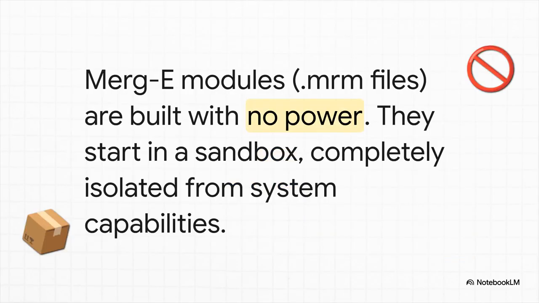This whole philosophy extends to entire files. A Merg-E module, which is just a file that ends in .mrm, is born completely powerless. Imagine it exists in a sealed, soundproof room. It can't see the file system. It can't touch the network. It can't do a single thing outside of its own little box.